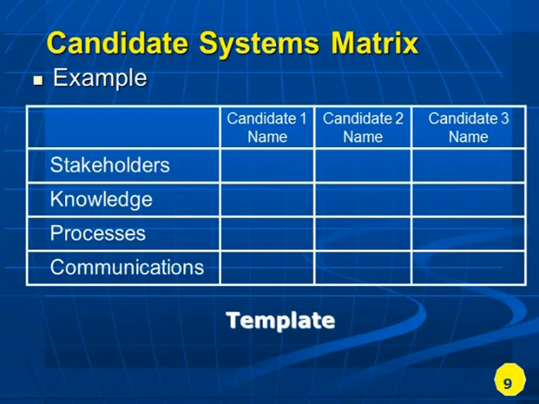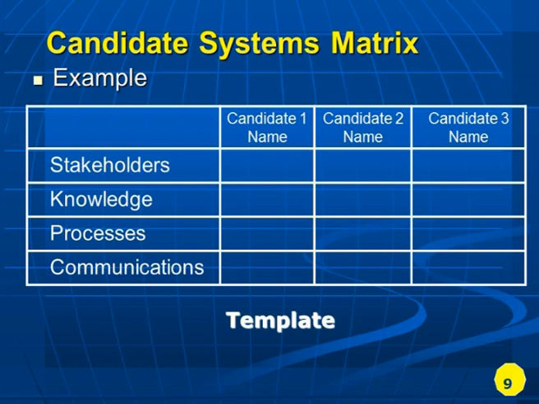To analyze this and decide on the best option, you may draw several matrices. There are two matrices that you may draw. One is the candidate system matrix, where you will have the candidates as columns, and as rows you may represent the characteristics that differentiate the candidates. Like the stakeholders, where you identify how the system will interact with people. Then under knowledge, you may identify how data stores are to be implemented, how inputs will be captured, and how outputs will be generated.